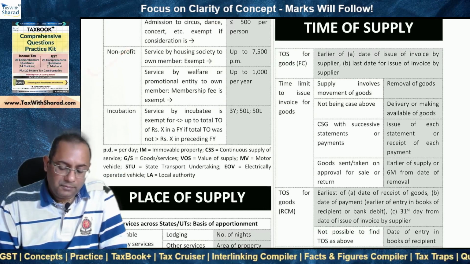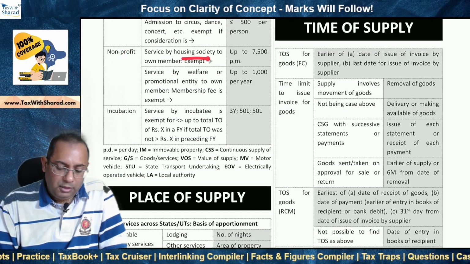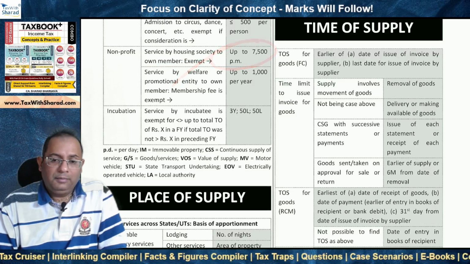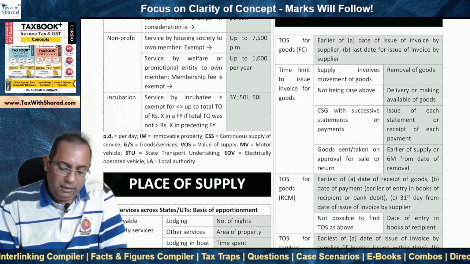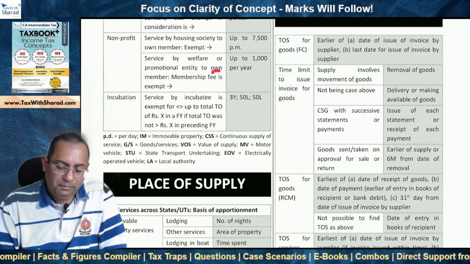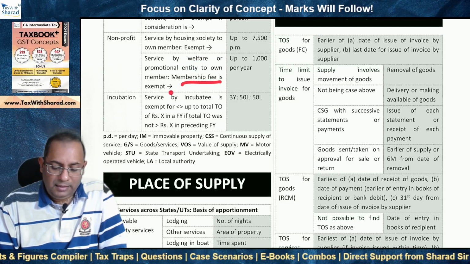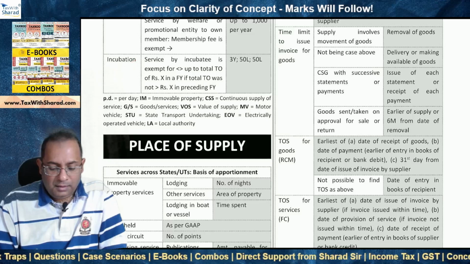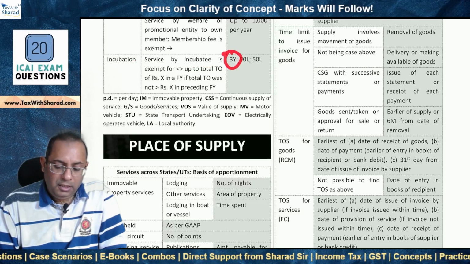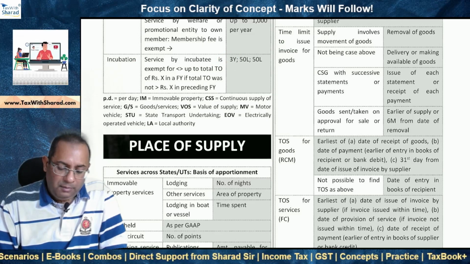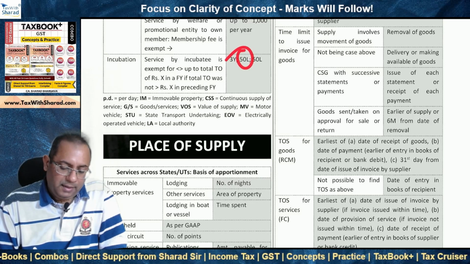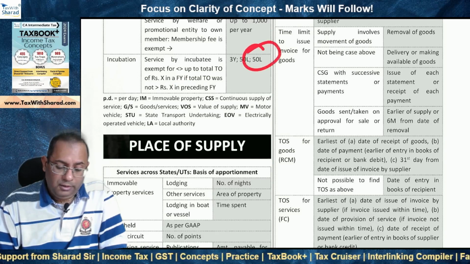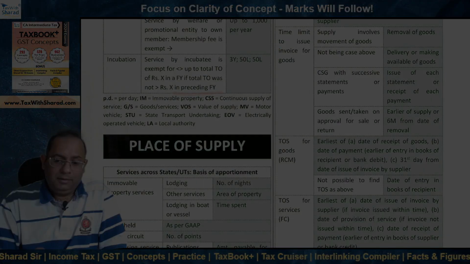In case of non-profits, service by a housing society to its own member is exempt up to rupees 7,500 per month. Service by a welfare entity or a promotional entity to own member, in that case membership fee is exempt, which is up to 1,000 per year. In case of incubation service, service by an incubatee is exempt for 3 years, up to a total turnover of 50 lakh in a financial year, if the total turnover was not more than 50 lakh in the preceding financial year.